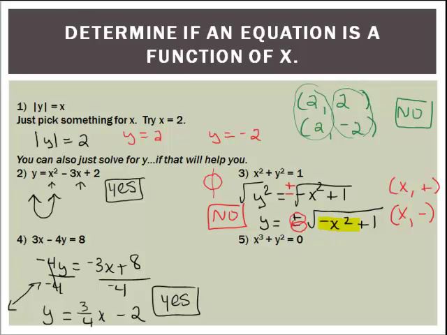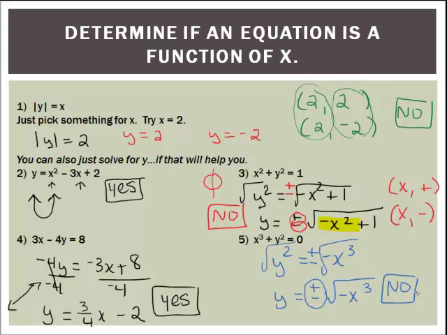Finally, number 5. Solve it for y. We get y squared equals negative x cubed. Then you have to take the square root of both sides. Don't forget plus or minus. So you get y is equal to plus or minus the square root of negative x cubed. This looks just like number 3, right? We have this plus or minus over here. So whatever we put in for x, we're going to get out a positive for y and a negative for y. So this is not a function.